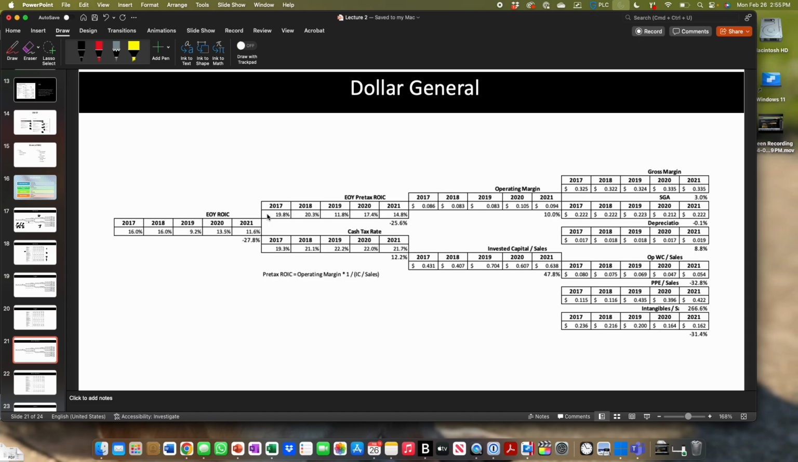All right, so again, look at Dollar General for a minute, and then we're going to start talking about the drivers. Start with the first level in a second.